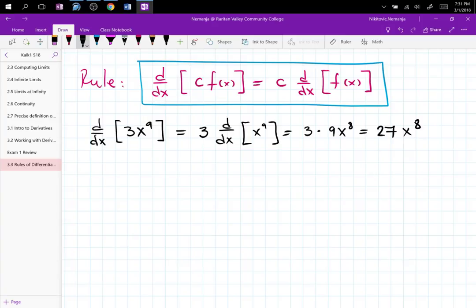Now, I understand that you will, within a week, go from here directly to the end result. Whatever we have in between, right in the middle now, is for you to learn the rules and concepts and start somewhere. That's what's going to happen within a week for all of you. 9 times 3 is 27, x to the 8, which is exactly the end result.